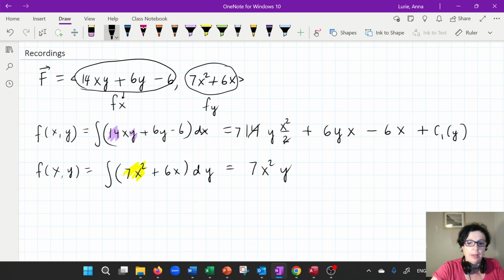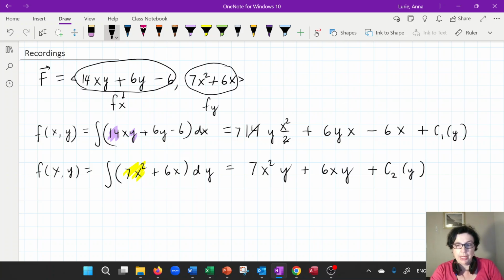Okay? Now, 6x is also just a number. So that will become also 6xy. And again, just like before, we might get something else that only has y. Now we want to compare these two answers and match them. The first thing I want you to focus on is all what we call mixed terms.